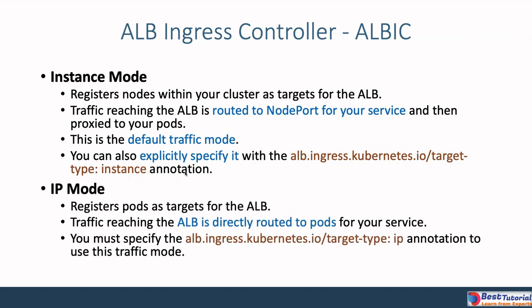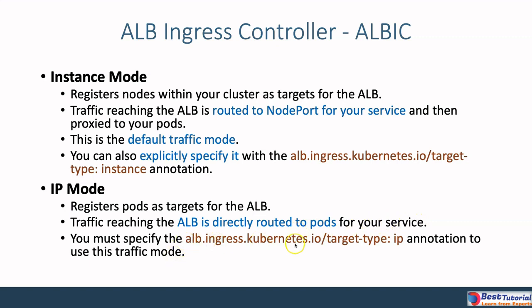And we have the IP mode. In IP mode, it registers pods as targets for the ALB. Here, if you see, in instance mode it registered the EKS worker nodes as targets for our ALB target types. But here it registers the pods as targets for the ALB. So traffic reaching the ALB is directly routed to our pods for our service.